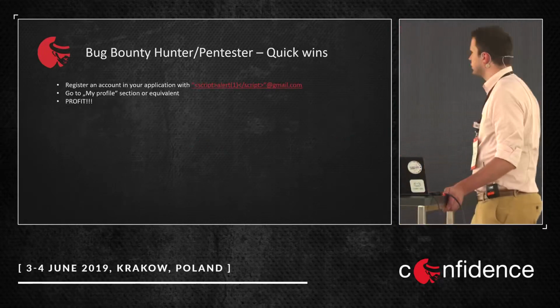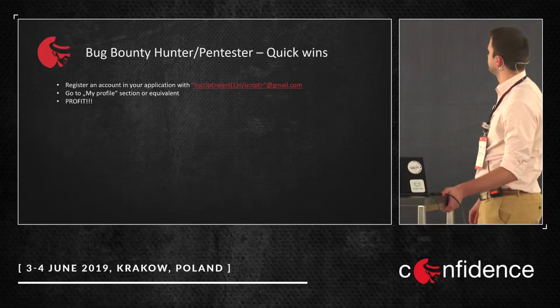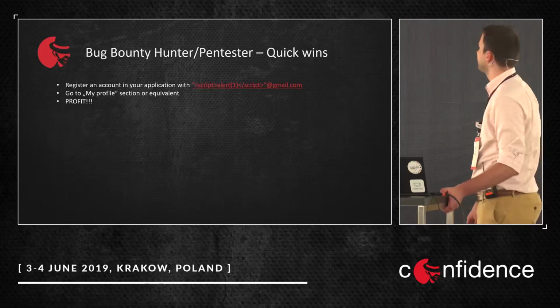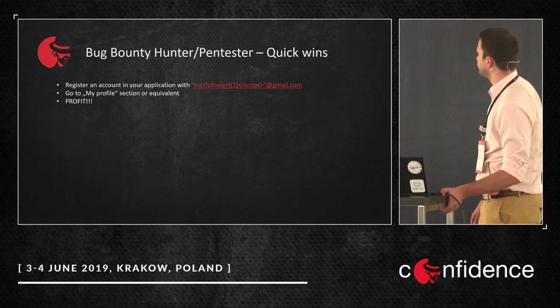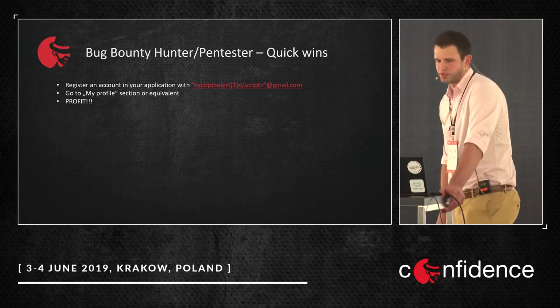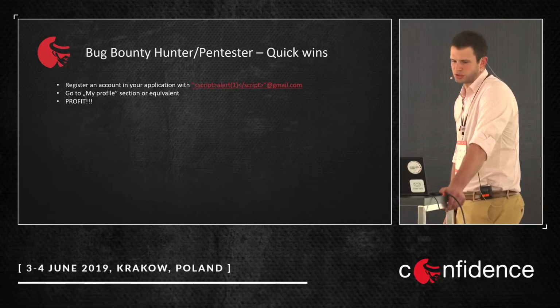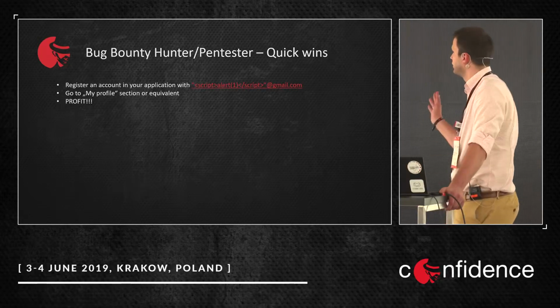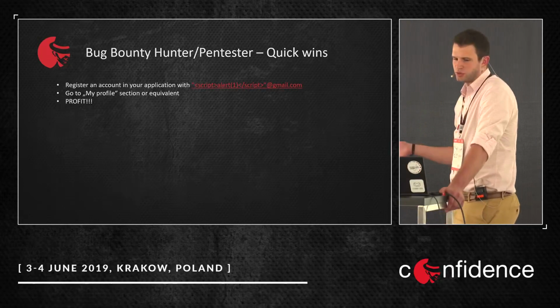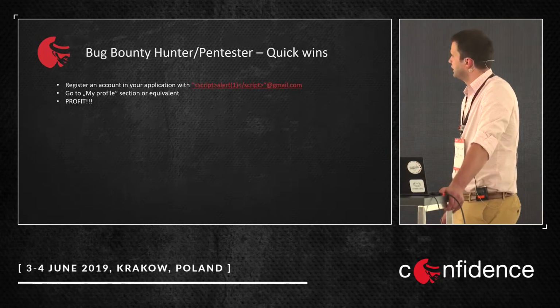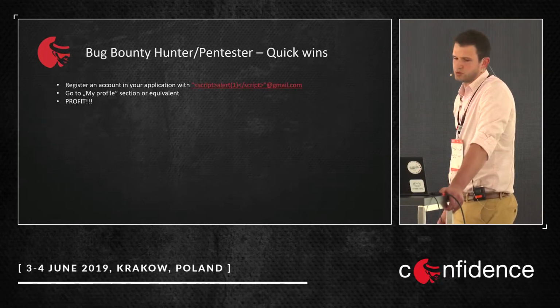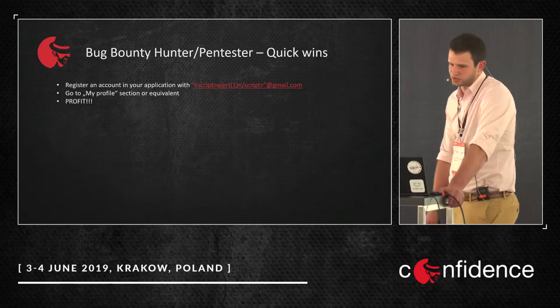Okay, going to the takeaway section. If you're a bug bounty hunter or pen tester, here are some quick wins for you. You can go to your favorite web page and try to register yourself with this kind of email. If you are successful, you can go to the my profile section or some similar thing in the application. And yeah, there is a huge chance that you will spot a persistent cross-site scripting.